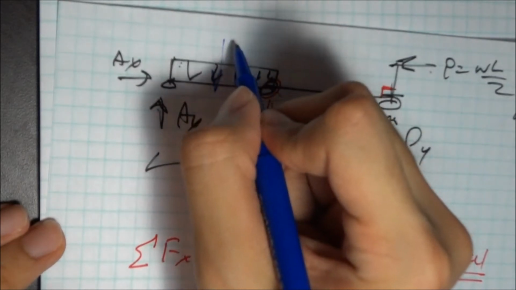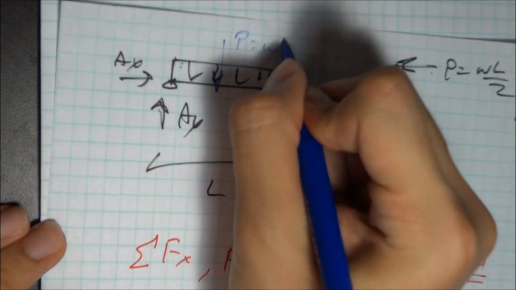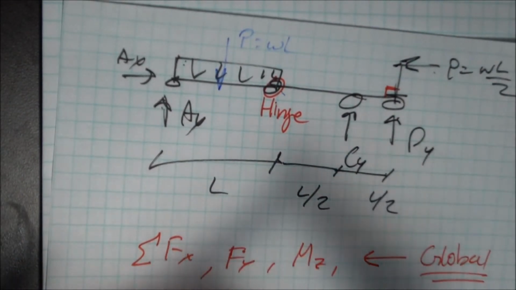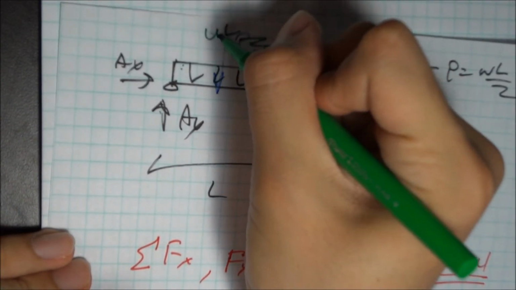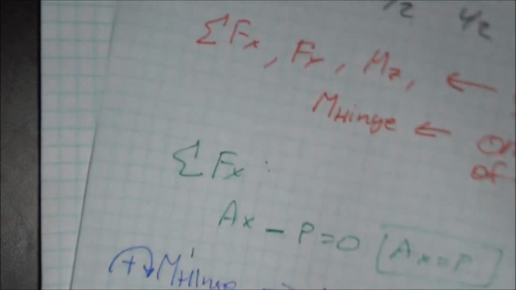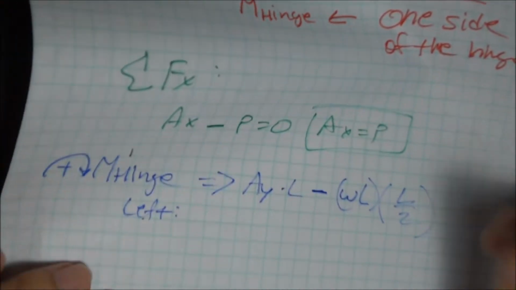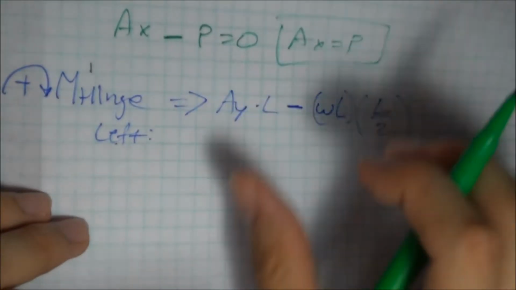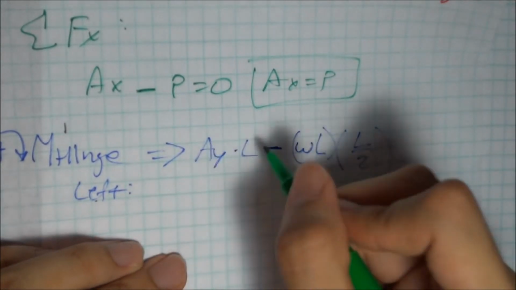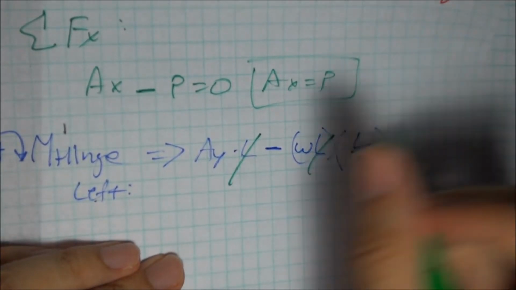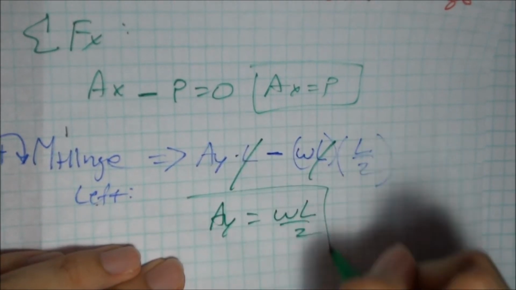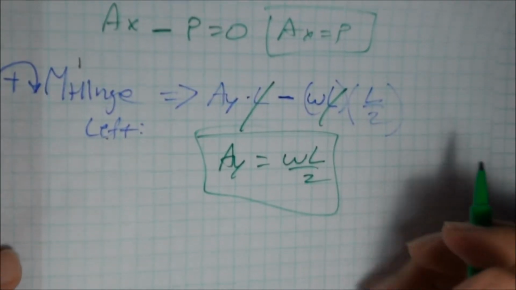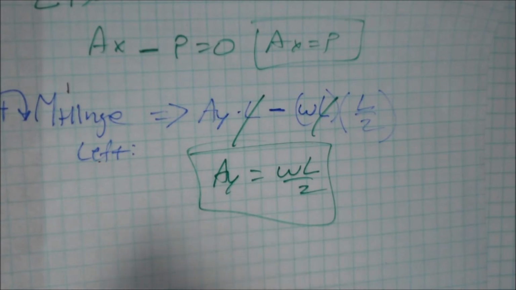And this is the total load. I should not use P. I should just say that this force here is W times L, and it acts some distance L over 2 away from the hinge. If I solve for this, I'm going to get rid of L, and I get Ay equals WL over 2. And that is my second reaction.